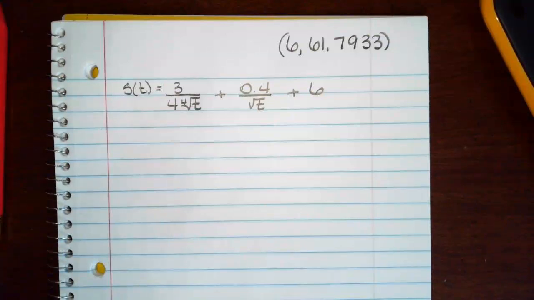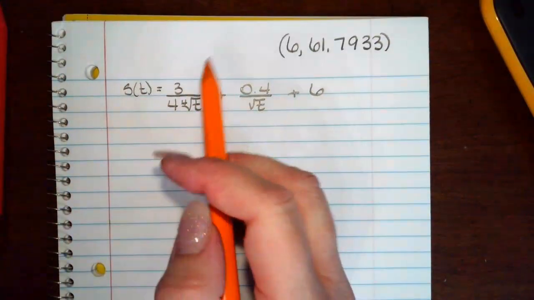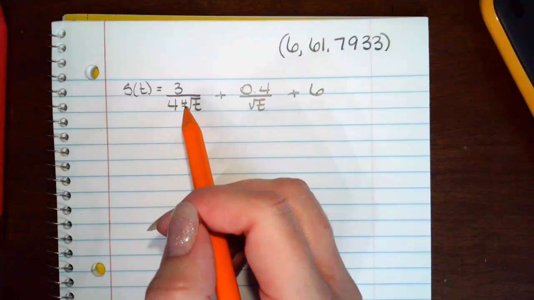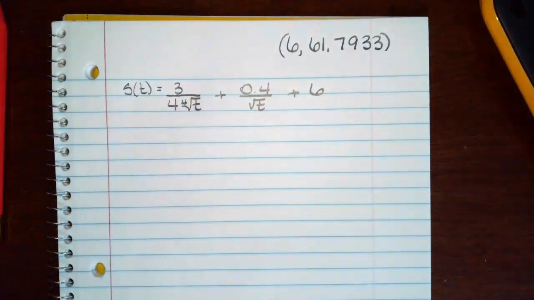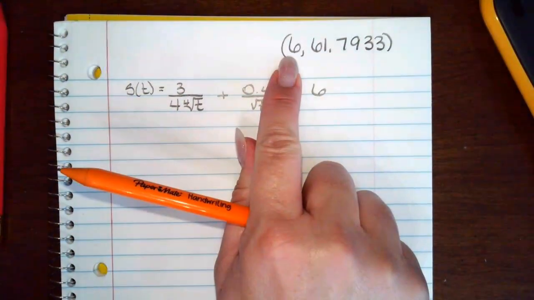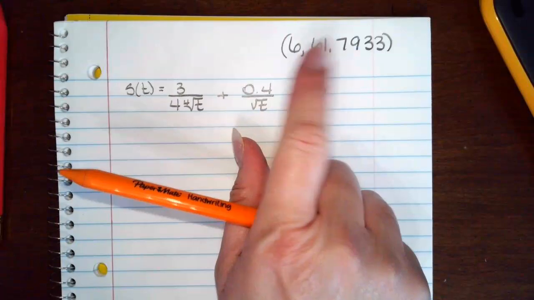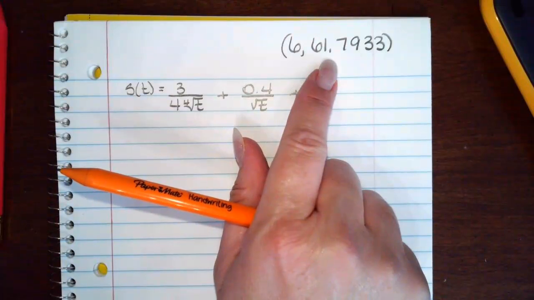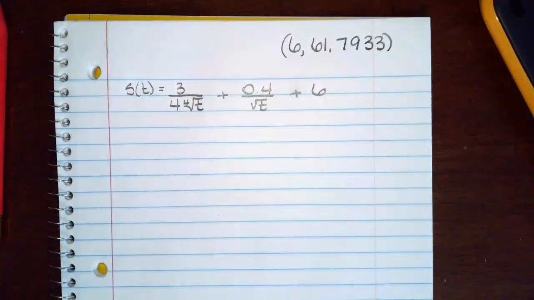All right, we have our next problem. It's an application problem. The rate of change of a company's total sales in millions of dollars per month after T months is given by this formula. After 6 months, the company earned $61.7933 million in sales. So find the function representing the company's total sales after T months.